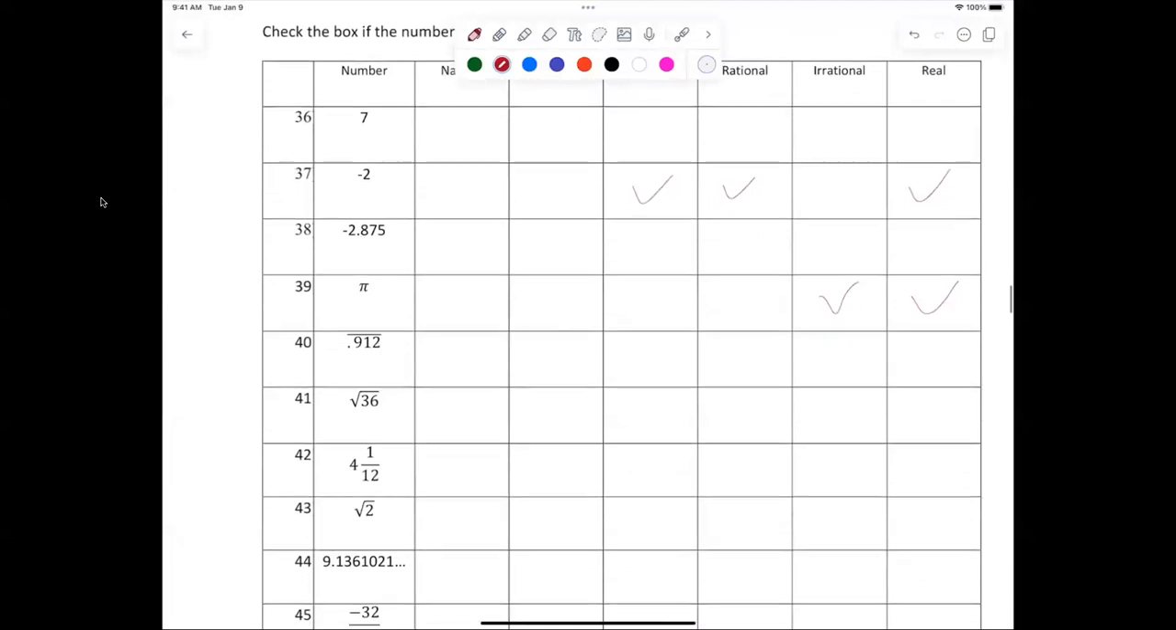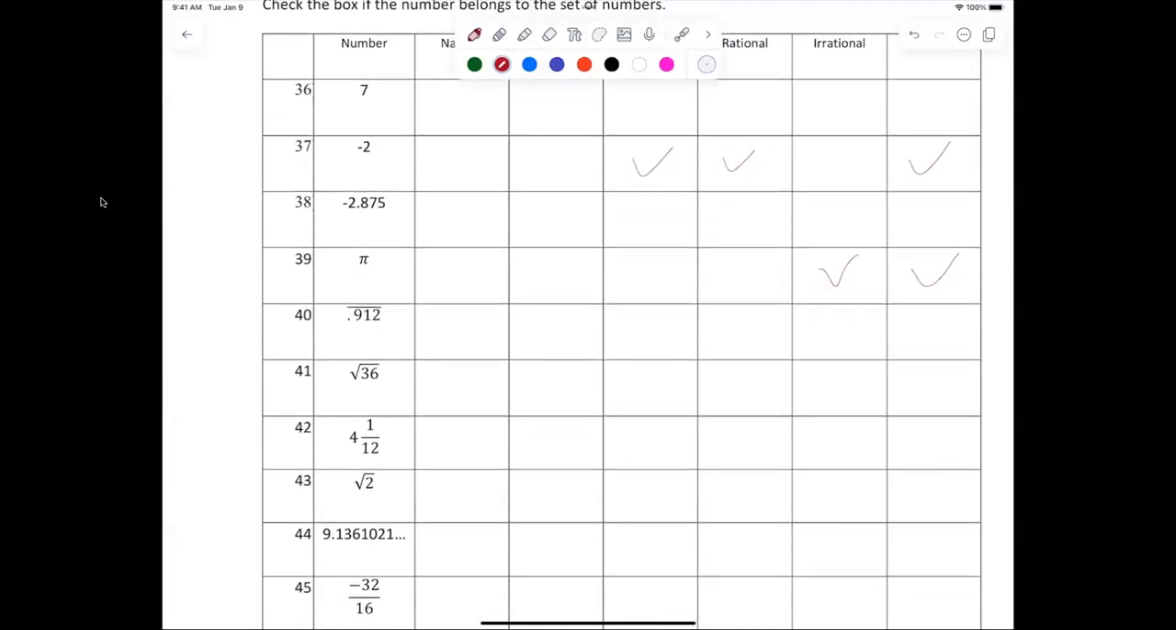Palmer, help me out with 41. Square root of 36. What is that? Natural. Very good. An integer, it's rational and it's real. You're amazing. That was a good job. Square root of 36. Underneath that, everybody put 6 down. All right.